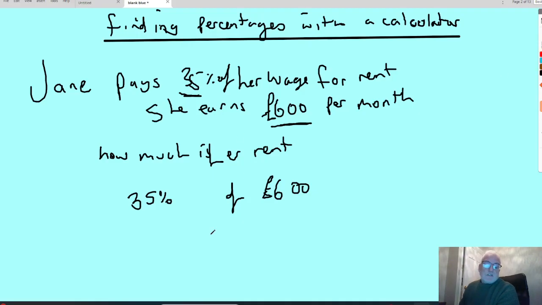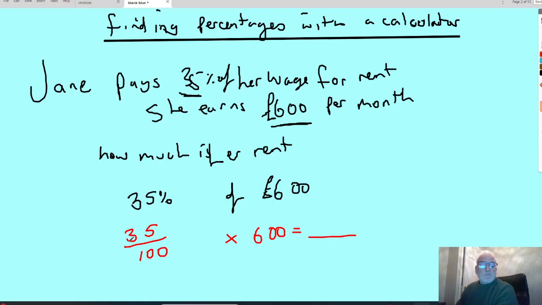Now, "of" in maths means times. So if you see anything that says find 35% of £600, we're going to times it together to find it. But remember, percent is always out of 100. So 35 divided by 100 multiplied by £600 will give us our answer.